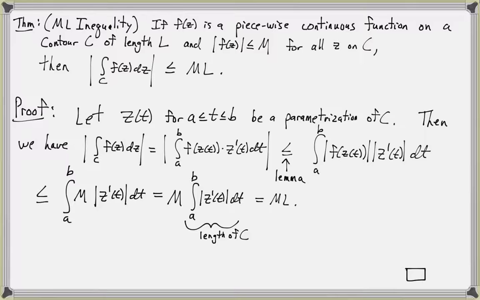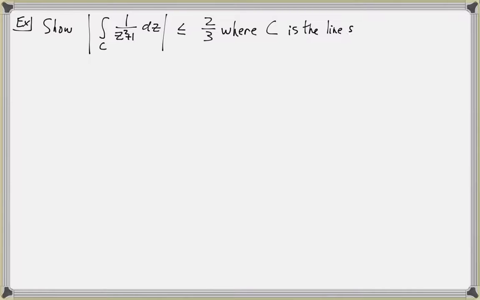Let's look at an application of the ML inequality. In this example, we're going to show that the absolute value of the contour integral over C of the function 1 over z squared plus 1 dz, this absolute value will be less than or equal to 2/3, where C is the line segment from 2, the real number 2, to the complex number 2 plus 2i.